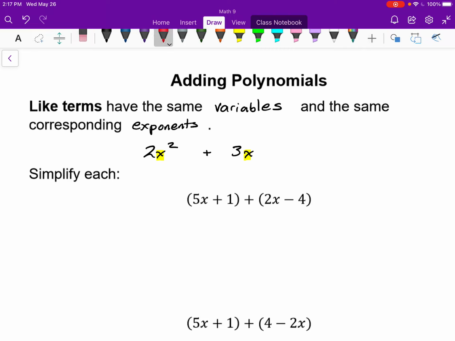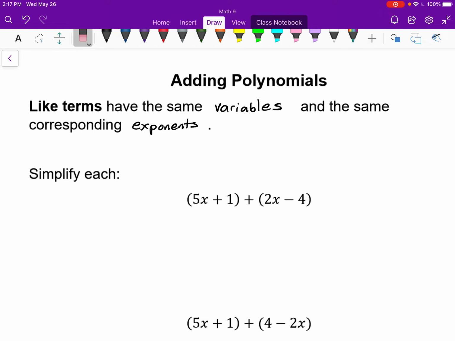But if I change the second one to be 3x squared, now these are like terms. And we can combine like terms. 2x squared plus 3x squared is 5x squared. I have 2 square x's plus 3 more square x's. I now have 5 square x's. But again, if these were not like terms, then I can't put them together.